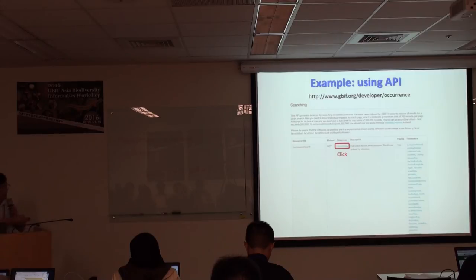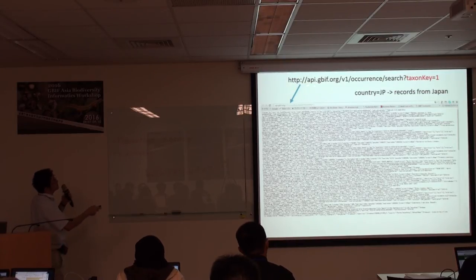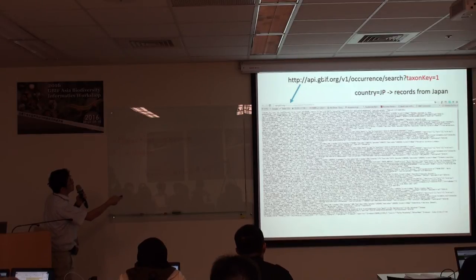So just click here. Then what happens is this. And here, it says something like this. So do you understand this? It means that you're going to the GBIF API version 1 about the occurrence and search this one.